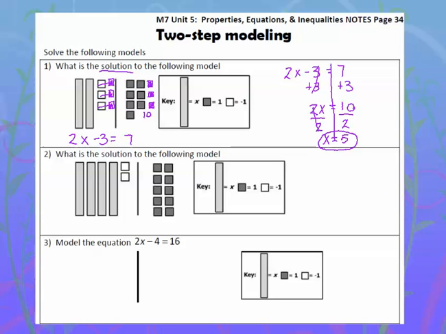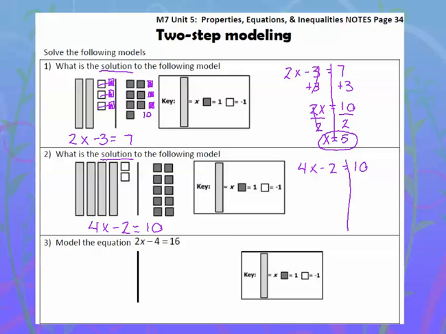Alright, let's look at number 2 together. So we have 1, 2, 3, 4 x bars, so 4x. Then we have 2 negatives, minus 2, is equal to 1, 2, 3, 4, 5, 6, 7, 8, 9, 10 positives. So there's our problem interpreted. Now let's come over here to solve it. 4x minus 2 is equal to 10 because it's asking for a solution. That's why we need to solve.